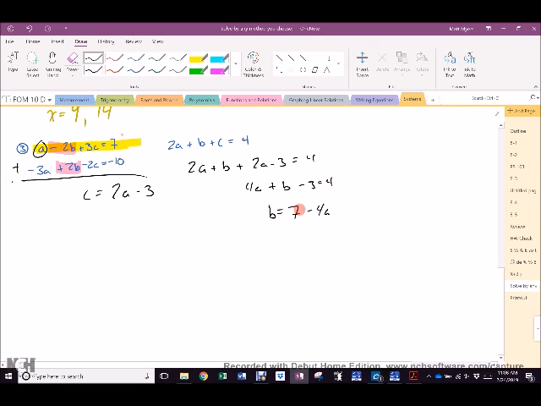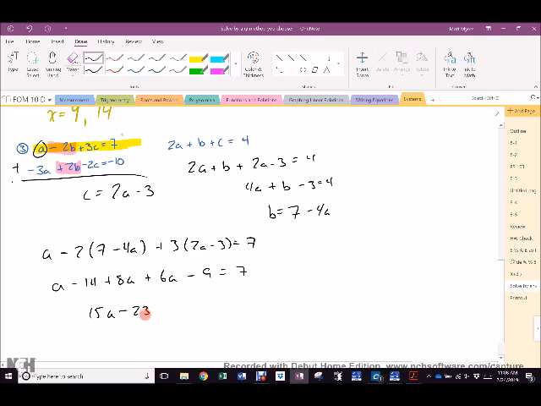There we go. Now, a minus 2 times 7 minus 4a plus 3 times 2a minus 3 equals 7. A minus 14 plus 8a plus 6a minus 9 equals 7. 15a minus 23 equals 7. 15a equals 30. A equals what? 2. Everybody cool now?